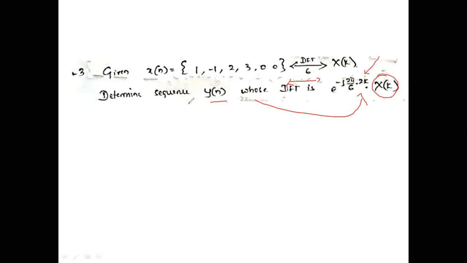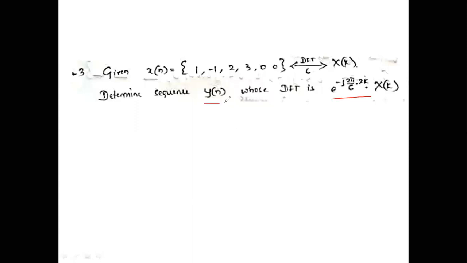So can you guess what is y of n? See, this x of n and x of k are a DFT pair. If x of k gets multiplied by an exponential, what happens to y of n? If the frequency domain gets multiplied by an exponential, what happens in the time domain? Same thing as we told previously. Same property: shift in the time domain is multiplication by an exponential in the frequency domain.